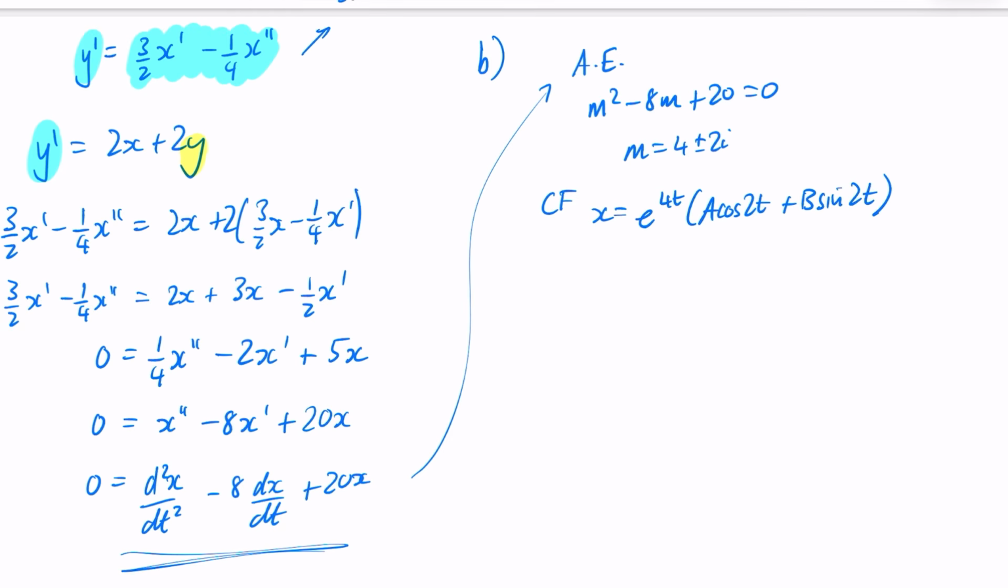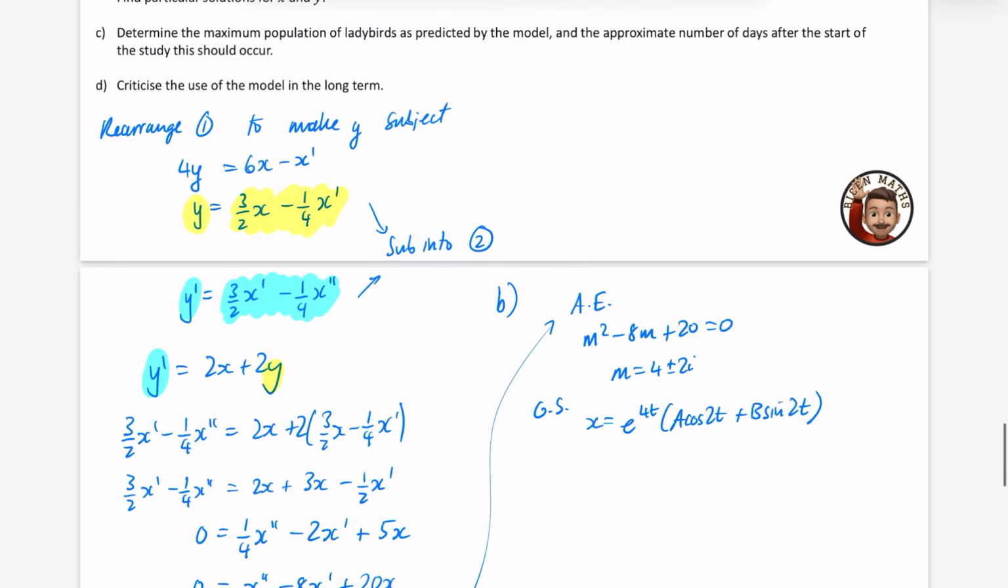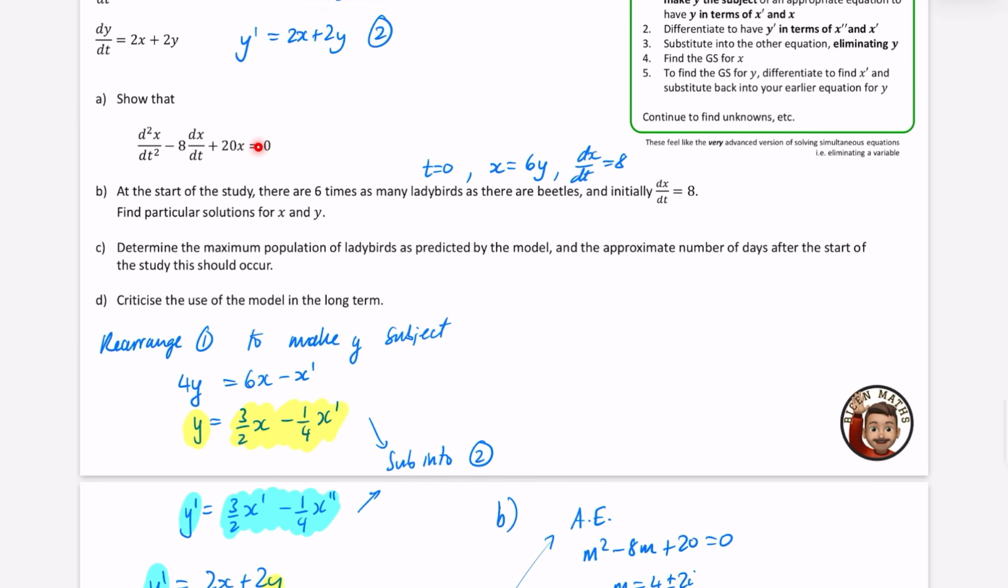There is no need to do a complementary function here. Why did I do that? We don't have a particular integral, so this is actually just the general solution straight away. I don't need to do a particular integral because of the fact that it is equal to 0. By the way, if you couldn't do part A, you can definitely do the rest of the question because they've already told you what this differential equation is.